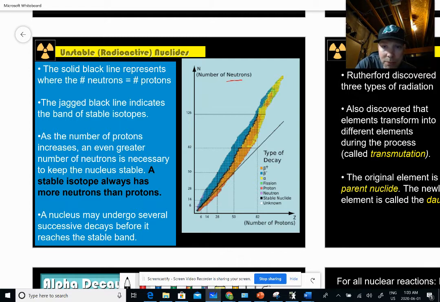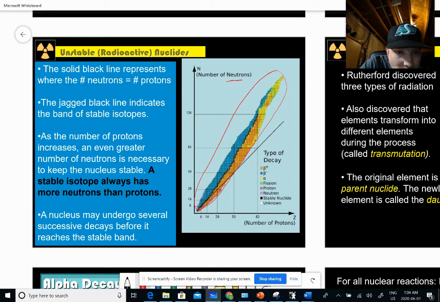So we get different types of decay. We have beta decay and alpha decay in here based on the different proportions of them. This black line right here represents if you had the same number of each. But what you notice is that most of this decay happens above this line. And when you're above the line, you have more neutrons than you have protons.